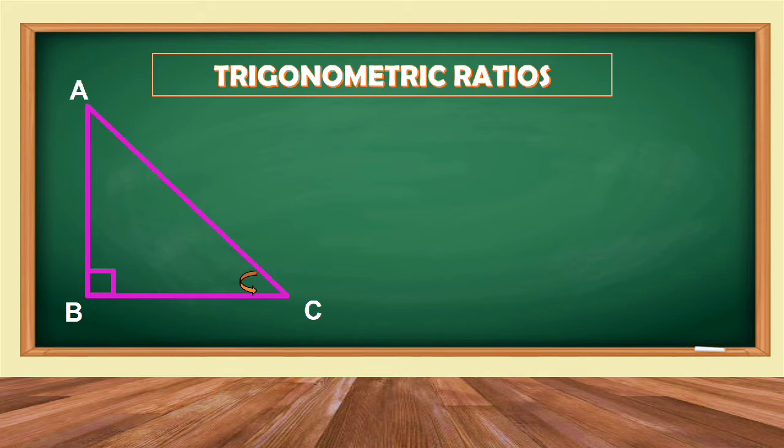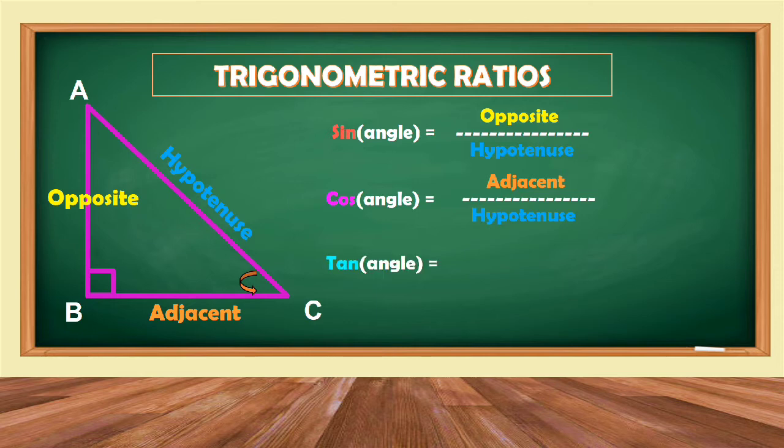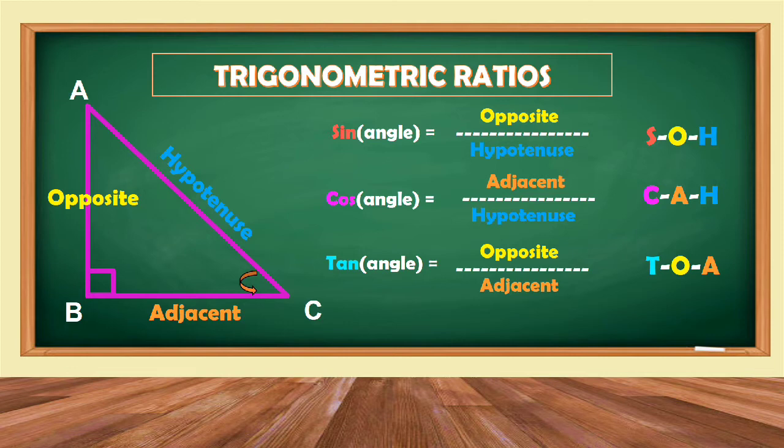This time, let us recall the three trigonometric ratios that are commonly used in solving problems involving right triangles. Line segment AC is the hypotenuse. The opposite side of the angle is line segment AB. Hence, line segment BC is the adjacent side. Sine of the angle is equal to opposite over hypotenuse. Cosine of the angle is equal to adjacent over hypotenuse. And tangent of the angle is equal to opposite over adjacent. To help you remember, you may memorize the mnemonic device, SOH, CAH, TOA.